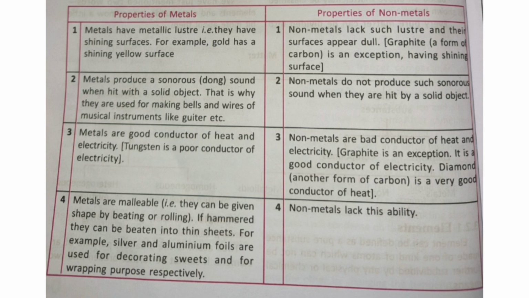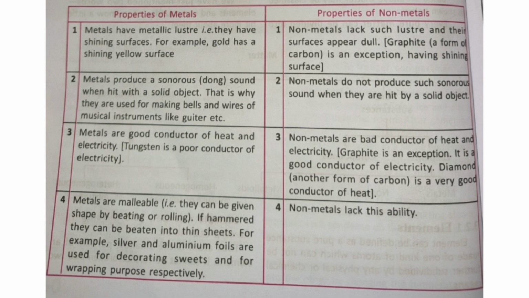The next is conduction of heat and electricity. Metals are usually very good conductors of heat and electricity, and one exception is tungsten, which is not a good conductor of electricity, so that is why tungsten is used in the bulb. Non-metals are very bad conductors of heat and electricity, but graphite is an exception. In the chemistry part you will get more exceptions than examples, and you have to keep all the exceptions in mind because the questions will come from that.